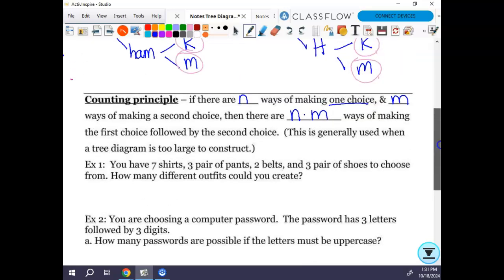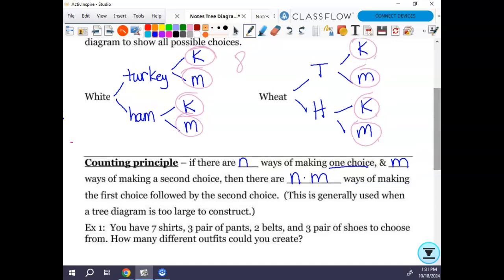Here's the way that to me always makes the most sense: all right, I'm going to have to choose a bread, I'm going to have to choose a meat, and I'm going to have to choose a condiment, right? So I have 2 of these to choose from, 2 of these to choose from, and 2 of these to choose from. When I multiply 2 times 2 times 2, I get 8, right? That's all you're doing. It is that simple. So if you have 2 pair of pants and 3 shirts, you have 6 different combinations you could make. That's the way that works.